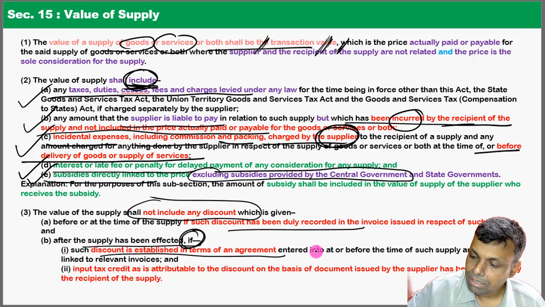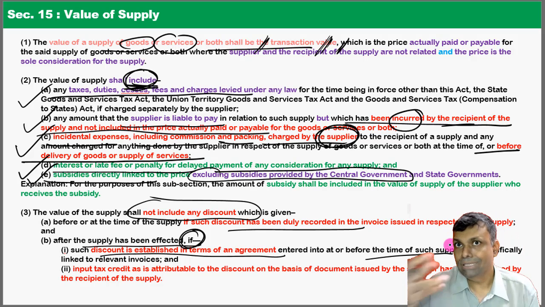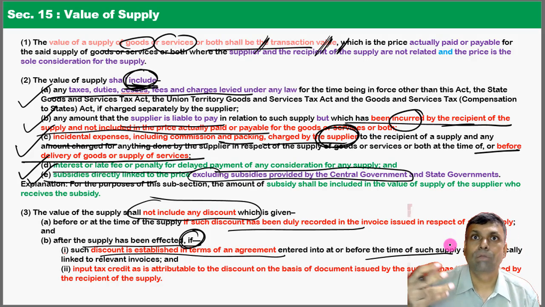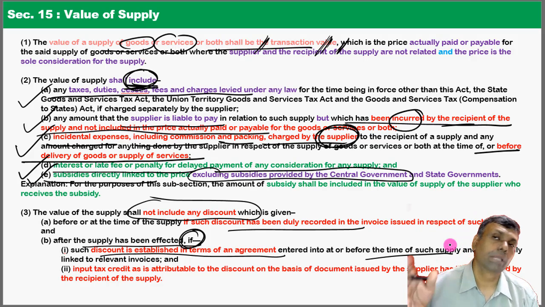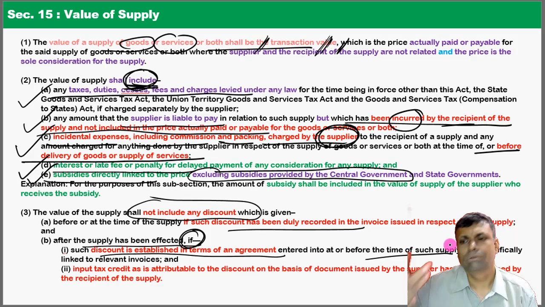Okay, and this agreement was entered into before the time of the supply. So naturally it was in advance. That means before the supply, the discount factor was already understood between the parties. Only then will the law say, okay, you parties had understood the discount factor, so we will also understand that.